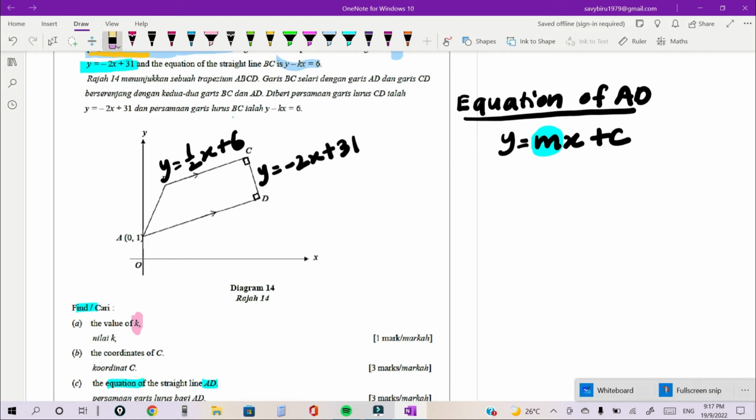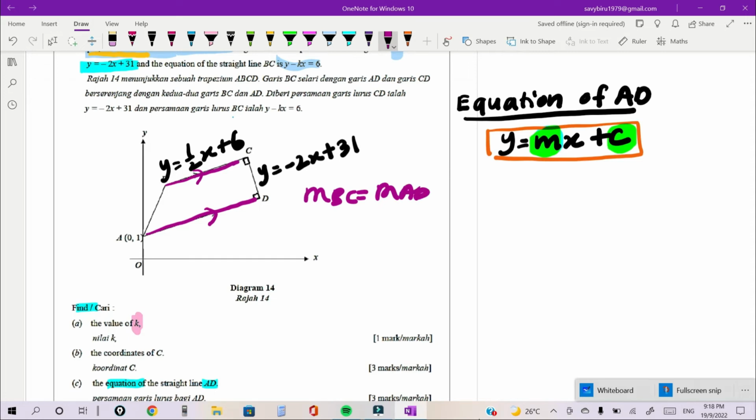Next, find the equation of the straight line AD. To find the equation of AD, always write it in the form y equals mx plus c. Your first step, always find the value of the gradient, then only determine the y-intercept of the line. Given that BC is parallel to AD, the gradient of BC is equal to the gradient of AD. The gradient of BC is half, so the gradient of AD is also half.